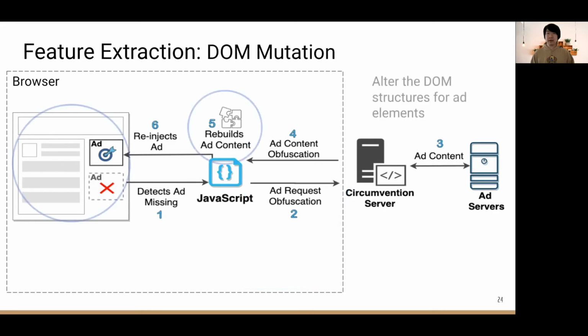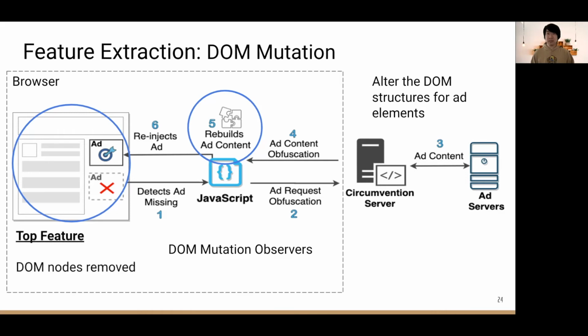Next, recall that we can alter the DOM structure for ad elements. As a result, this causes changes on the page. To capture those changes, we utilize DOM mutation observers. And we find that a top feature is the number of DOM nodes being removed. Now, this actually showed that sites are cleaning up some of the node elements before reinjecting ads onto the page again.